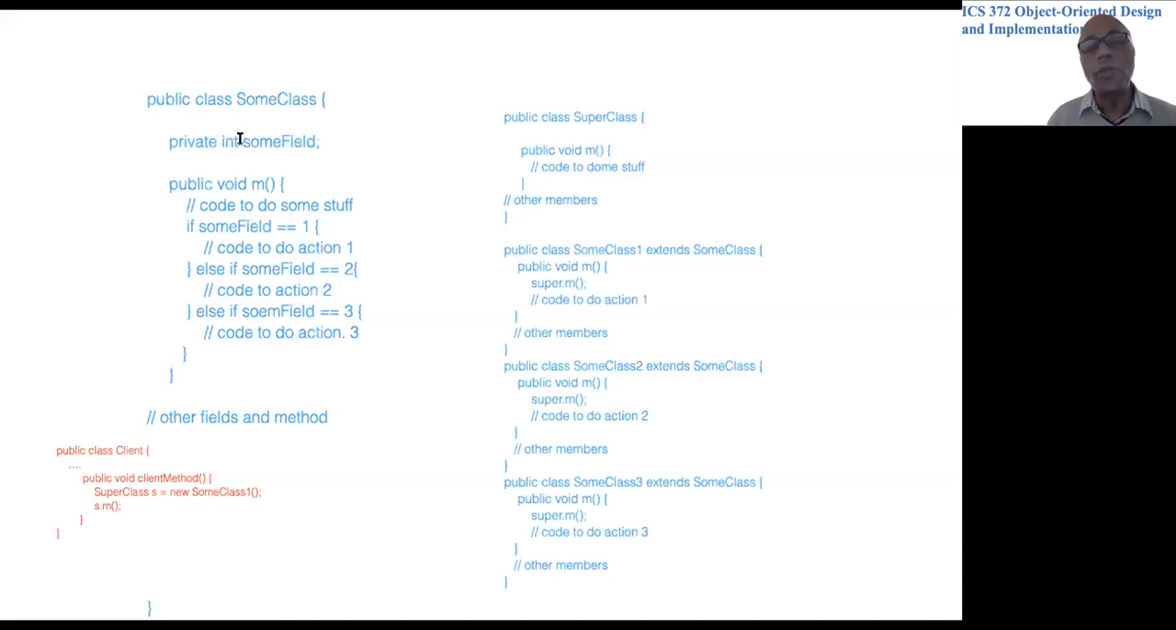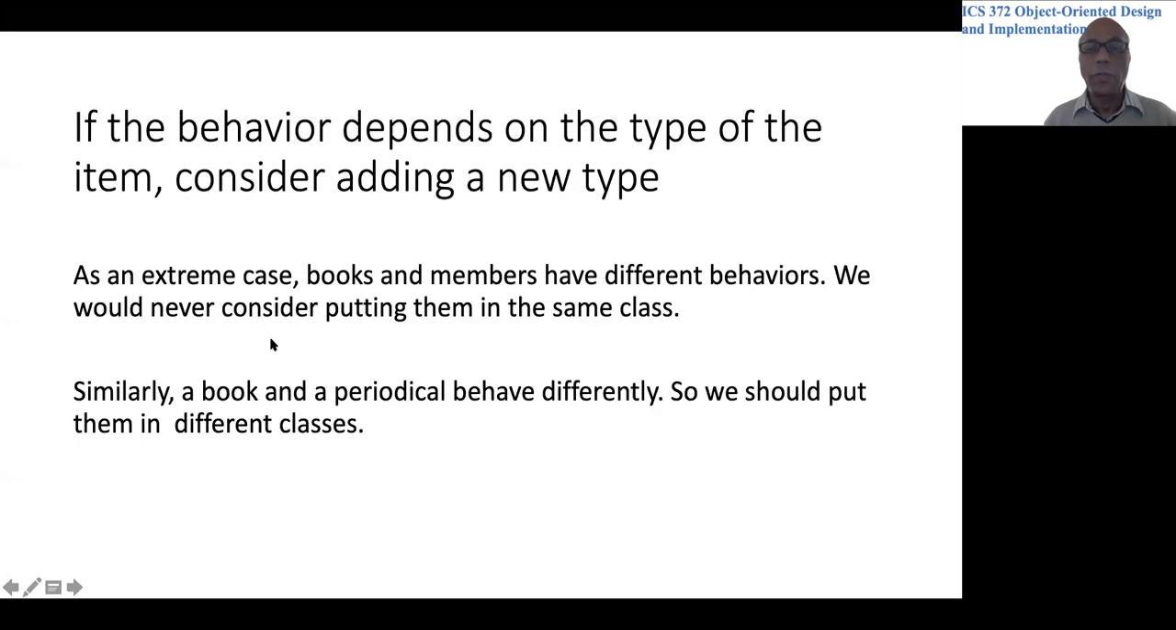So when you find that you are switching on a field or sometimes switching on a parameter, it is time to think whether you can replace those conditionals with polymorphism. Sometimes you cannot do that. And very often you can. So if the behavior depends on the type of the item, we add a new type. That is what we have been discussing. The book and periodical are different types of objects. So they behave differently. So we should have different classes for them.